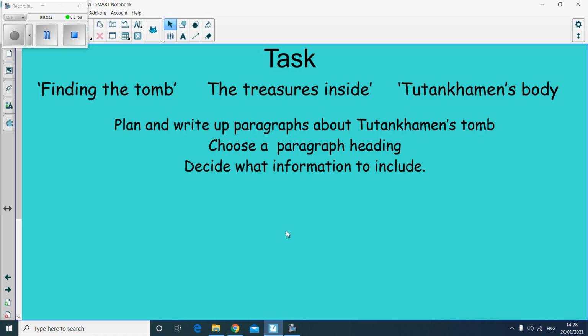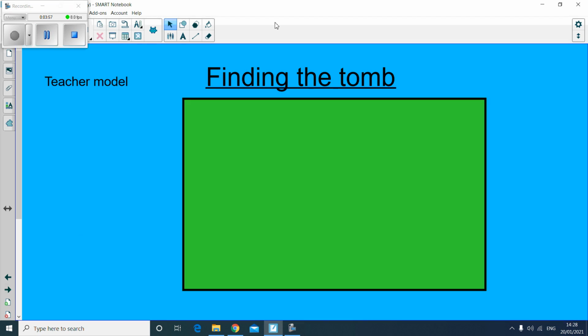So what we're going to do for our task today is we're going to have 3 different paragraphs. 1 with information on finding the tomb, 1 with information on the treasures inside, and 1 all about Tutankhamun's body. We're going to plan, and then we're going to write up the paragraphs. So we're going to decide on what information to include first of all. So here I'm going to look at the ebook on finding the tomb.